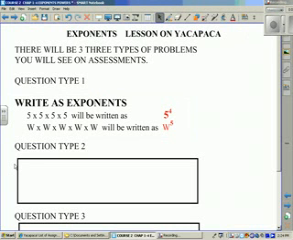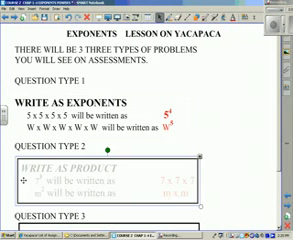We can also have some letters. If we see W times W times W times W times W, we count how many we see, and that's going to be written as W to the 5th power. Now remember, 5 and W are the base, and the little 4 on the top and the little 5 on the top, that is the exponent or the power.